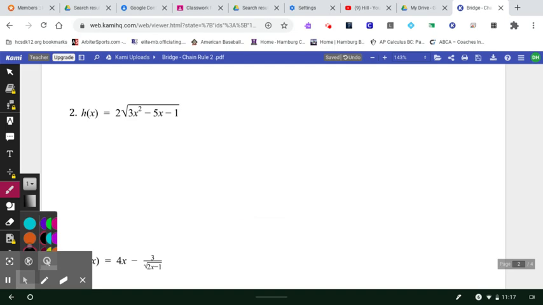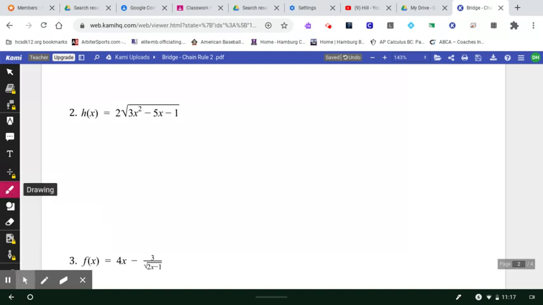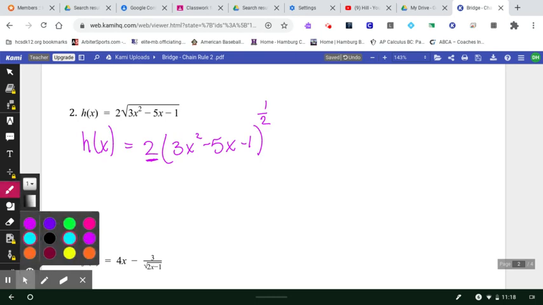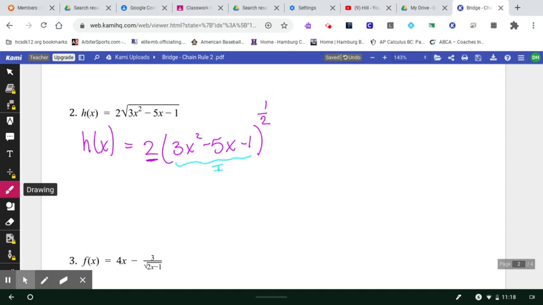We'll try a similar one here. h of x equals 2 times the square root of that stuff. So again, I'm going to rewrite it, of course, because that would be step 1 always. 2 times (3x squared minus 5x minus 1), raised to the what power? Remember, a square root, square meaning 2, would be raised to the 1/2. Now, just want to stress that this is not product rule because this first term is just a coefficient. There is no x with it. So I am treating this as a chain rule because they have this huge inside function and this is on the outside. Remember, that's just a coefficient and it just comes along for the ride.